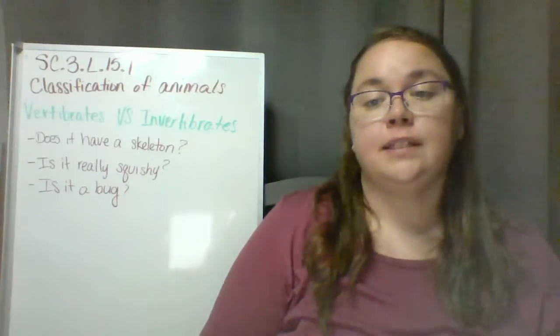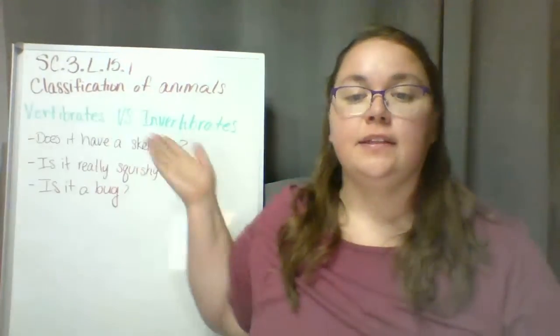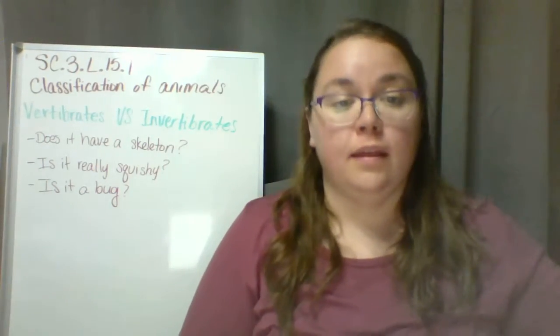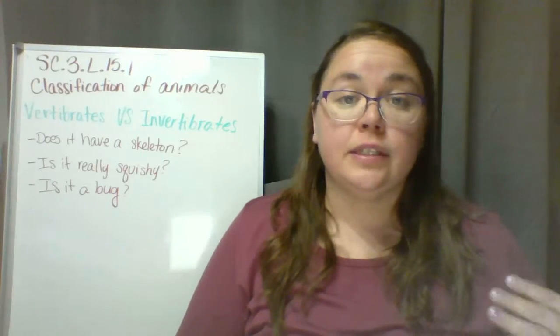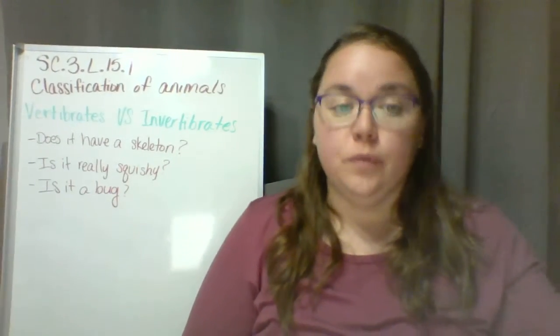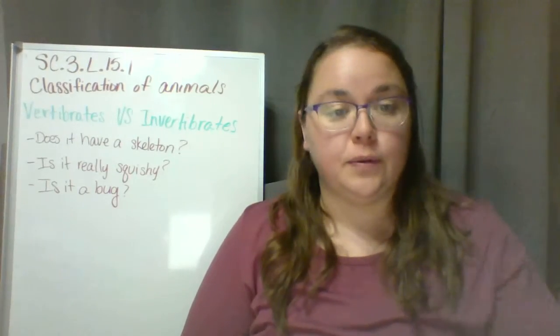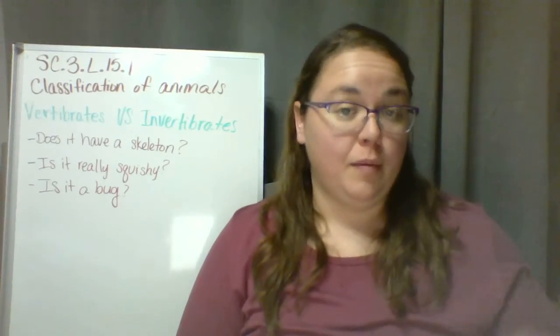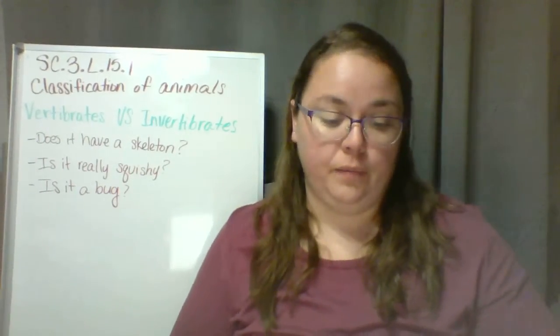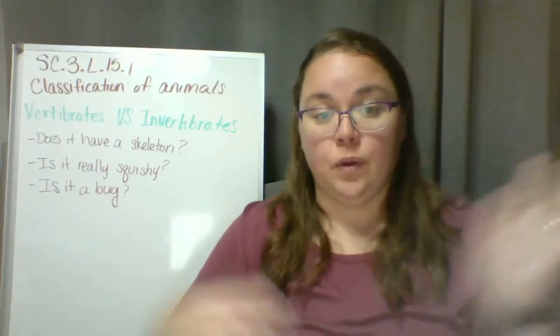And we're going to focus today on vertebrates versus invertebrates. Remember, a vertebrate is an animal with an internal skeletal system. So think about the word vertebrae, which are those bones that are stacked together to create a backbone. So is it an animal with a backbone or an animal without a backbone? An animal with a spine or an animal without a spine.